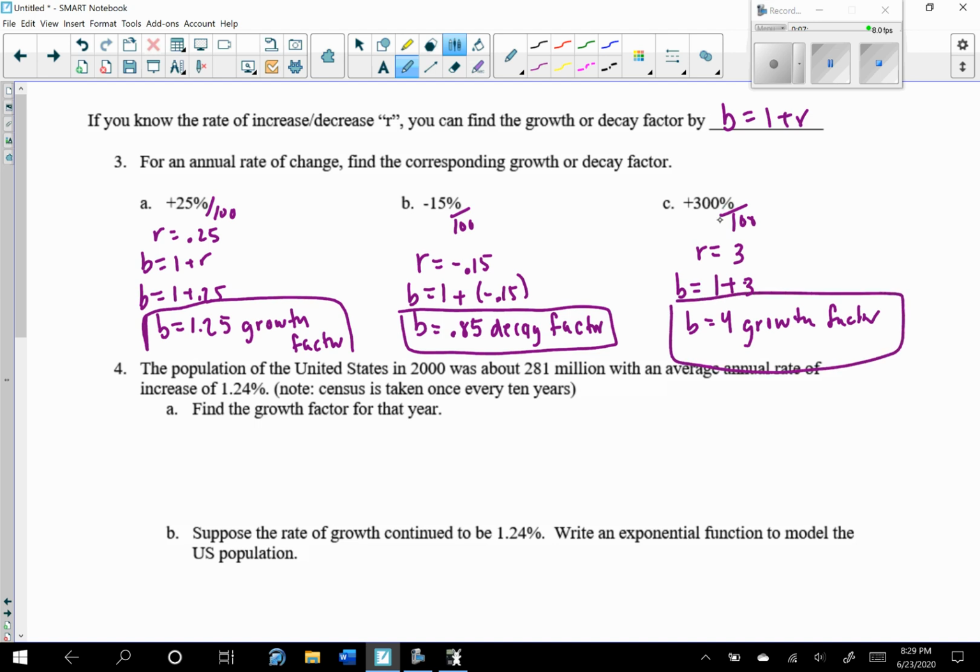For the next one, it says the population of the United States in 2000 was about 281 million with an average annual rate of increase of 1.24%. Find the growth factor for that year. So if R equals 1.24%, divide that by 100, which gives us an R value equal to 0.0124. So B is equal to 1 plus R, so B equals 1 plus 0.0124, so 1.0124, which is your growth factor.